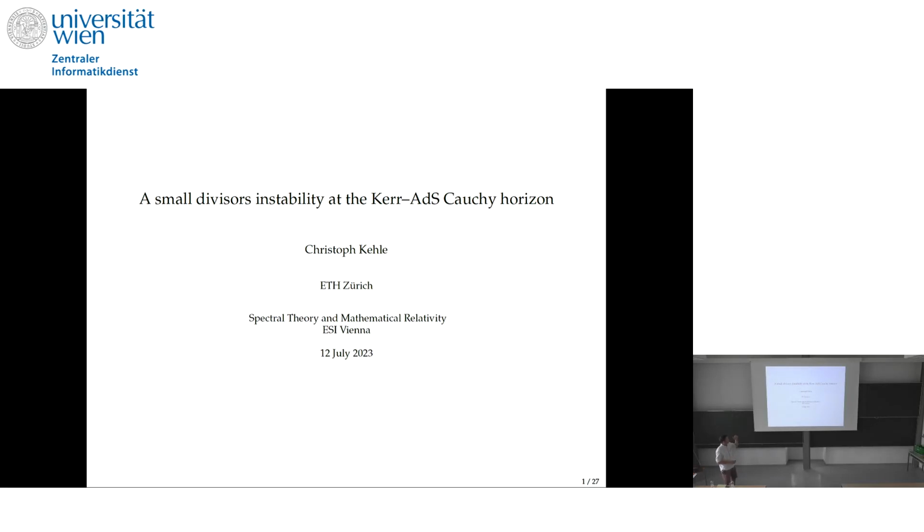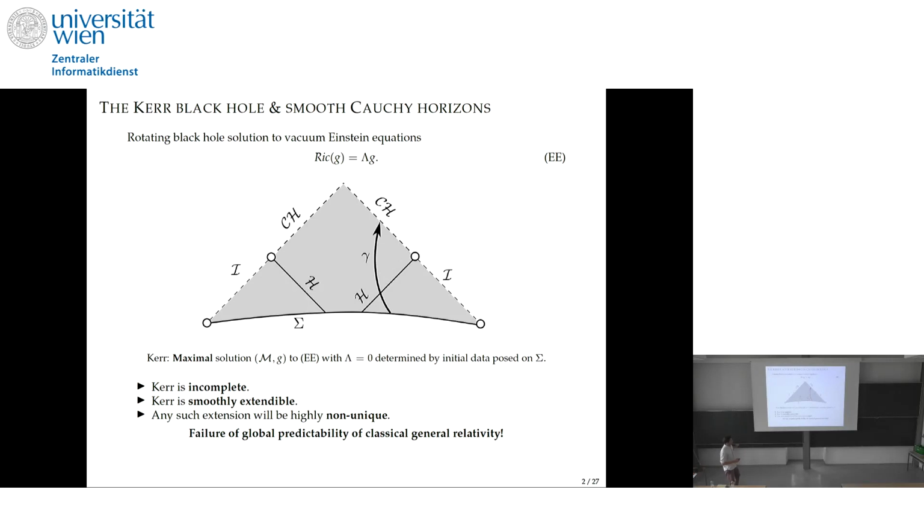And indeed, I will talk today about the Kerr-AdS Cauchy horizon and the issue of strong cosmic censorship at the Cauchy horizon, and how, in fact, there is a novel type of instability, a small divisors instability, if you have very, very slow decay. And this instability is a little bit complementary, or in addition, to the more known blue shift instability. Okay, but without further ado, let's jump directly into the black hole.